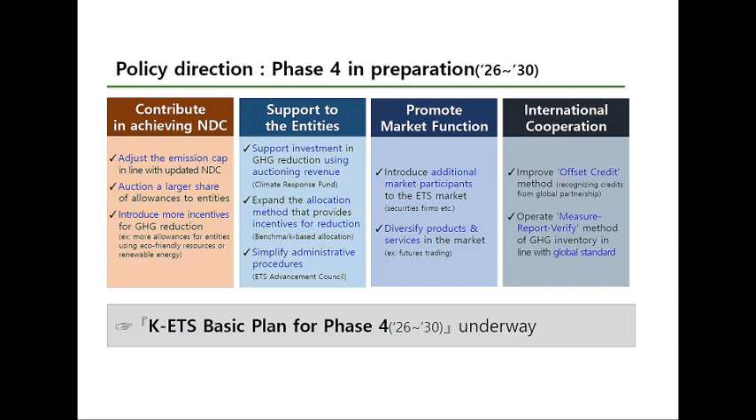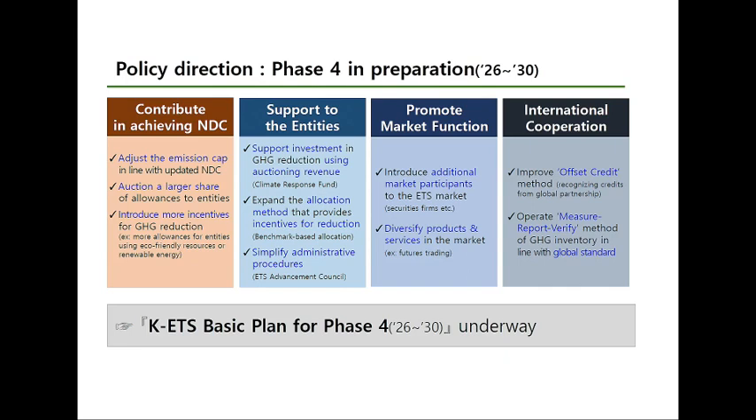K-ETS is now in preparation for phase 4, starting from 2026. For your information, one phase is in duration of 5 years. One of the crucial tasks in phase 4 for Korean government is to set the institution so that it could contribute in achieving the ambitious NDC goal, which is reducing 40% of greenhouse gases of 2018 by 2030.